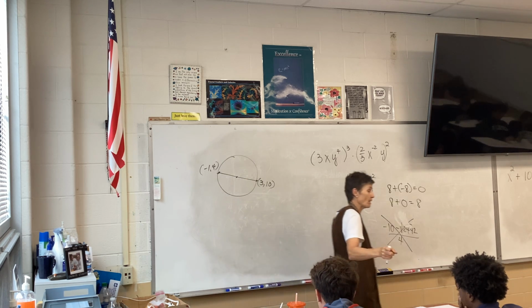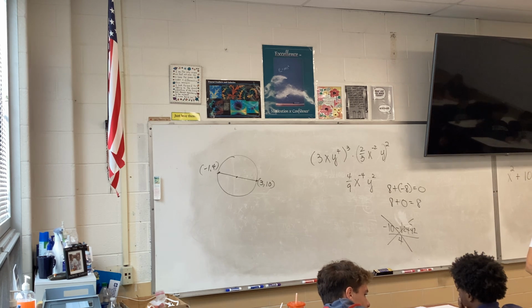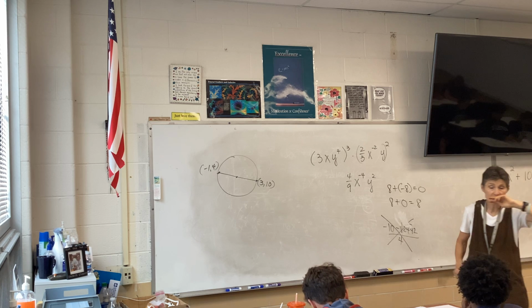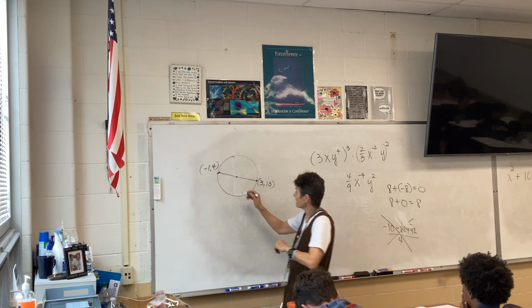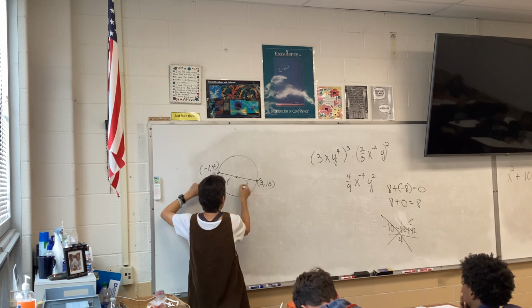What does it take to write the equation of a circle? It takes the center and the radius. That's what you gotta have. Gotta have the center and the radius. So how are we gonna find the center out of this? Midpoint. Midpoint is average.